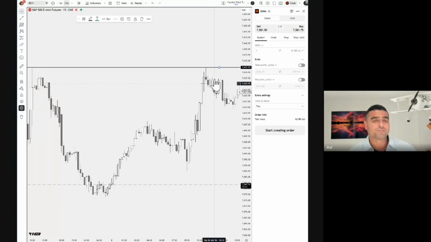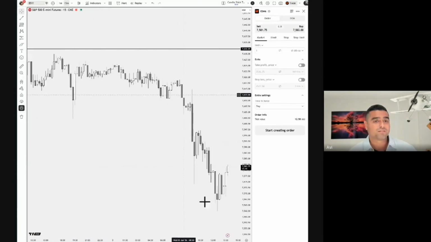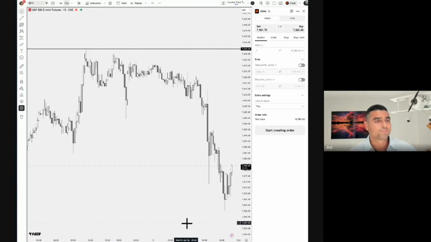Now it's eligible. You find your entry, and depending on how you would have entered, if you had your stop above it, you could have survived all this and would have caught most of this move today.